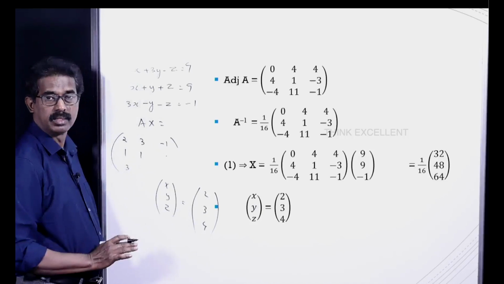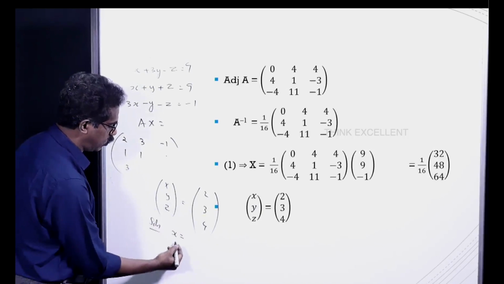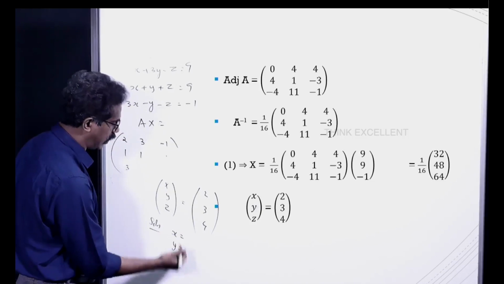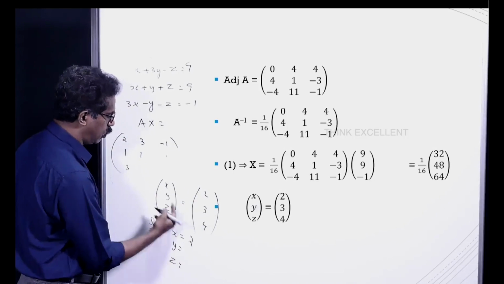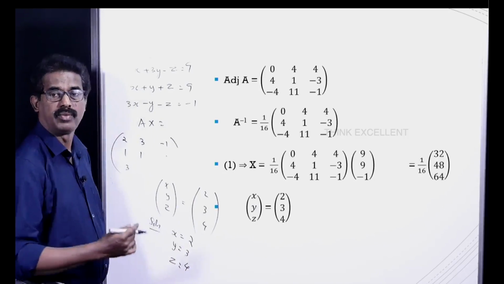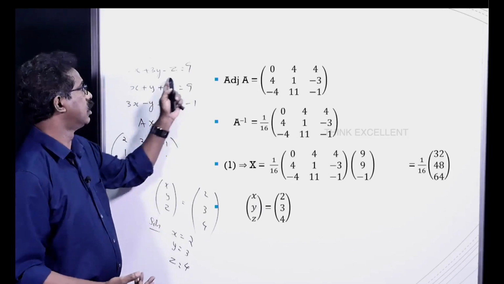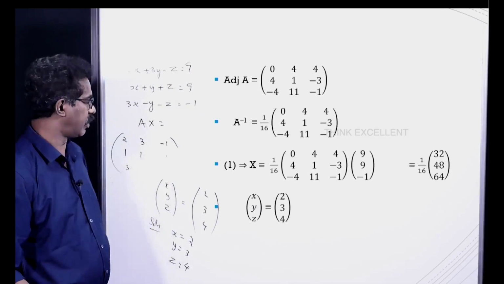Don't stop here. We have to find the solution. In the last step you write the X value, Y value and Z value. X is equal to 2, Y equal to 3 and Z equal to 4. Okay. If you want, you can verify. How can you verify? You put these values into the given equation, and it will be satisfied.